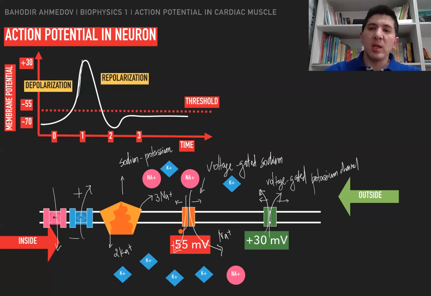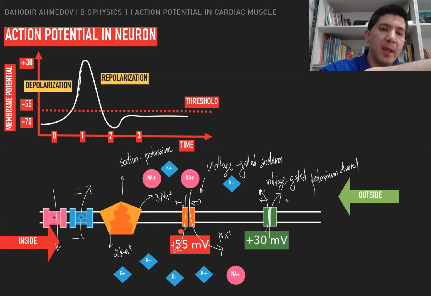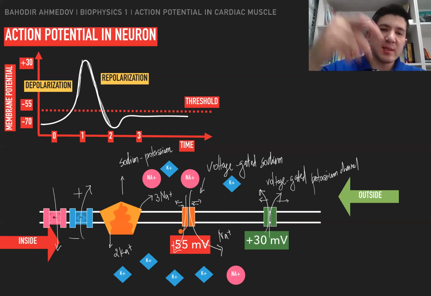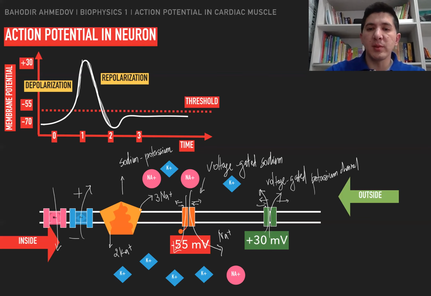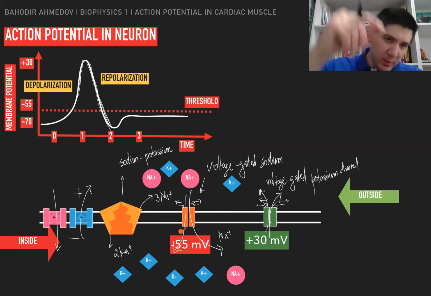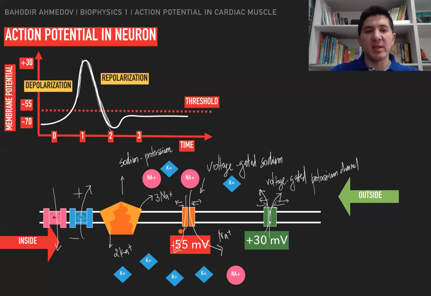The reason why it's going down is that when it reaches plus 30, the sodium gate is also going to be closed. And lots of potassium ions are going outside, and the membrane potential is going to really decrease. It usually decreases to a little less than minus 70 because of the late closing of this voltage-gated potassium channel. Then these two types of gates are going to make the balance there.